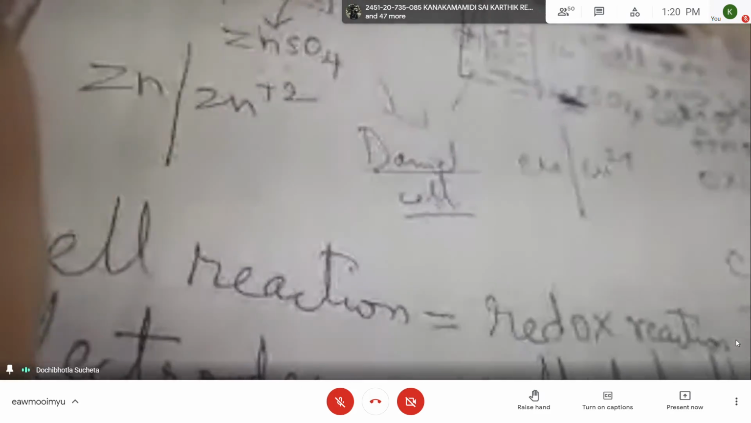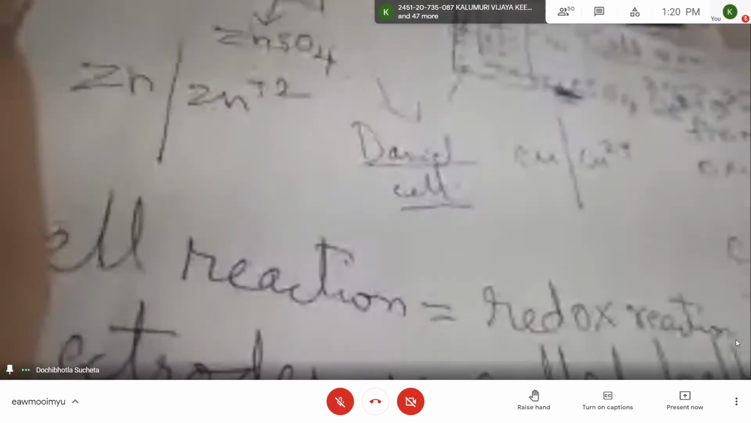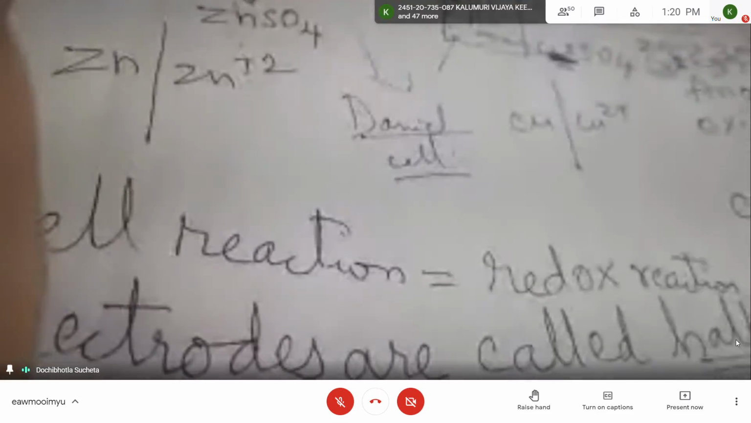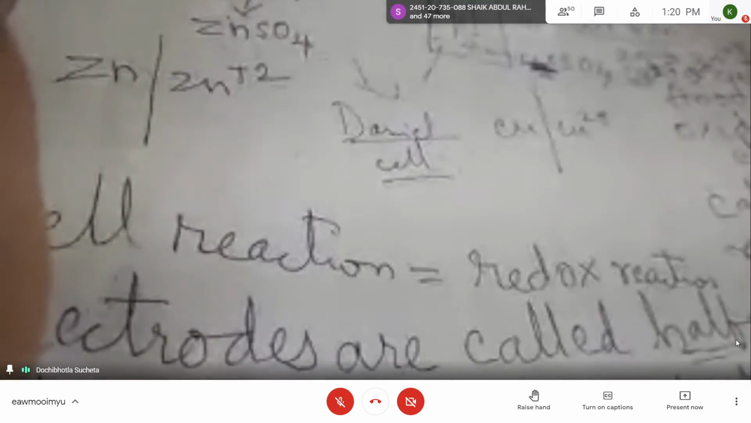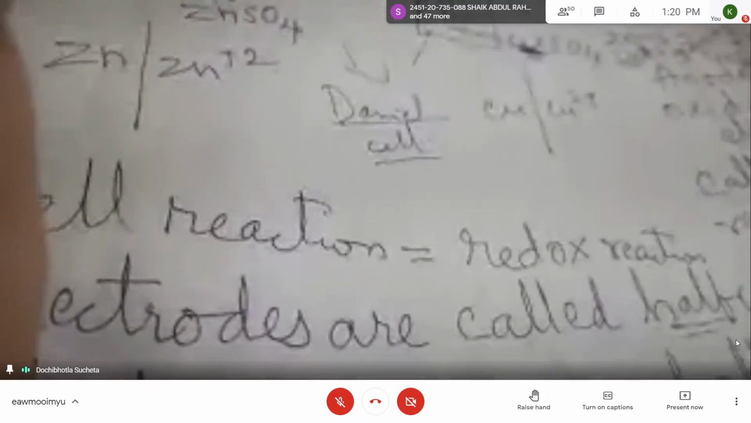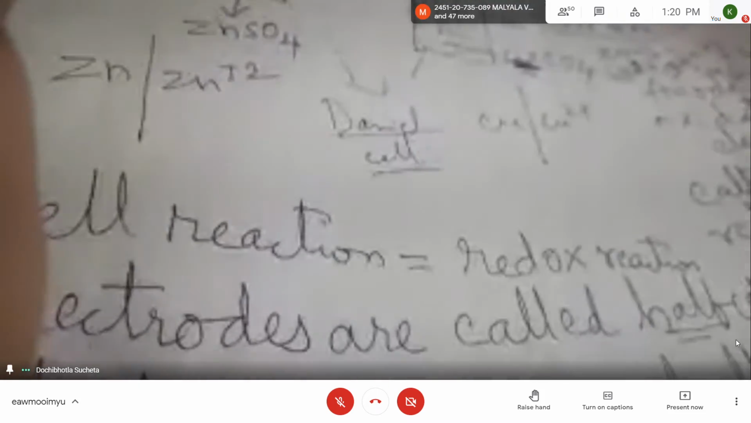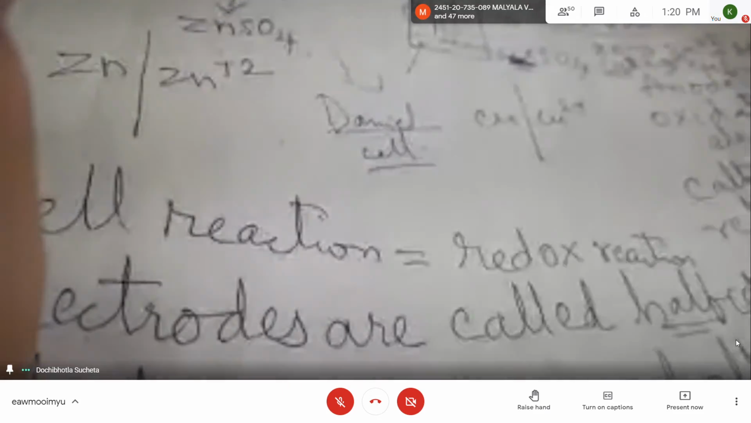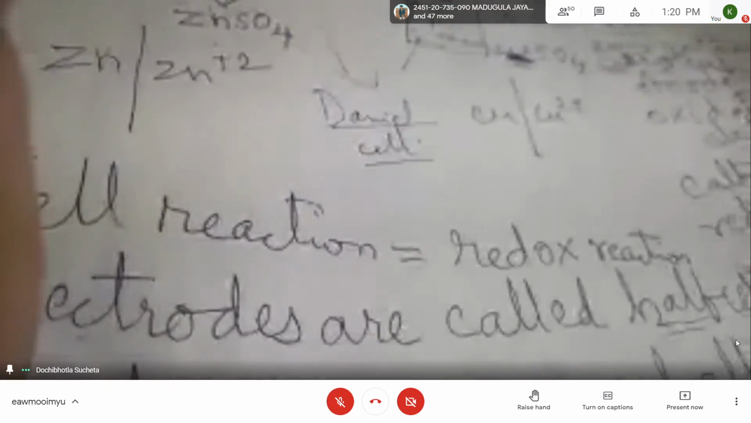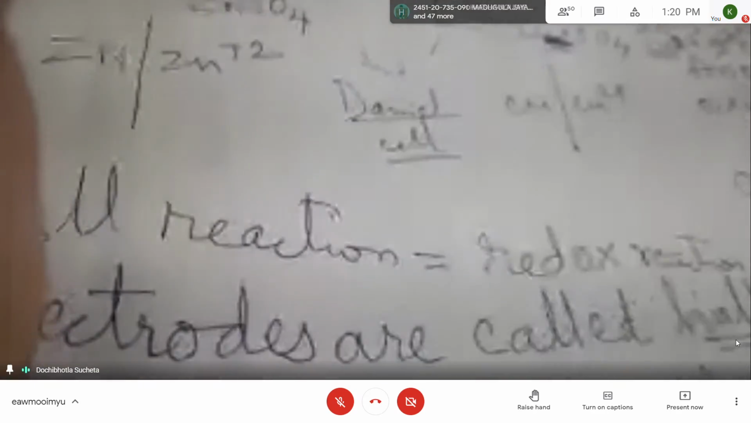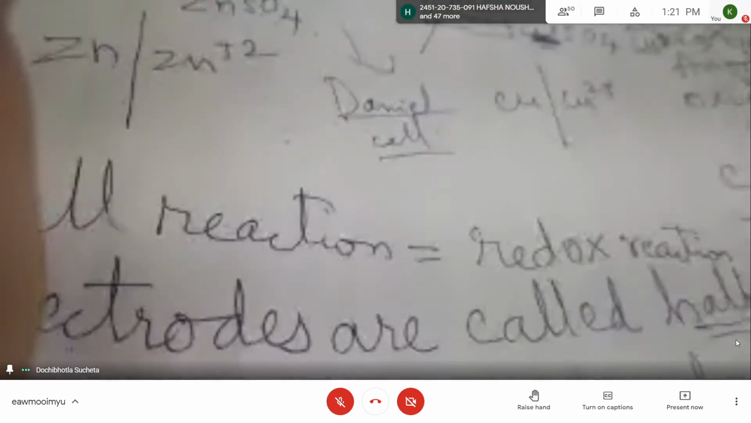minus 0.76 volts. And that of silver is plus 0.8 volts. Which one is anode and which one is cathode?